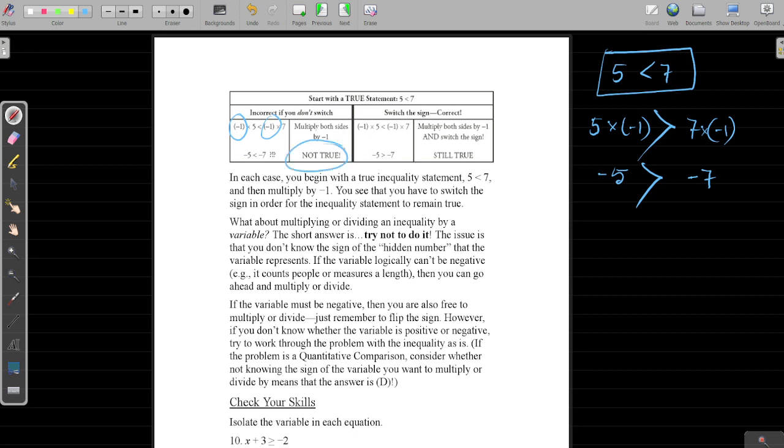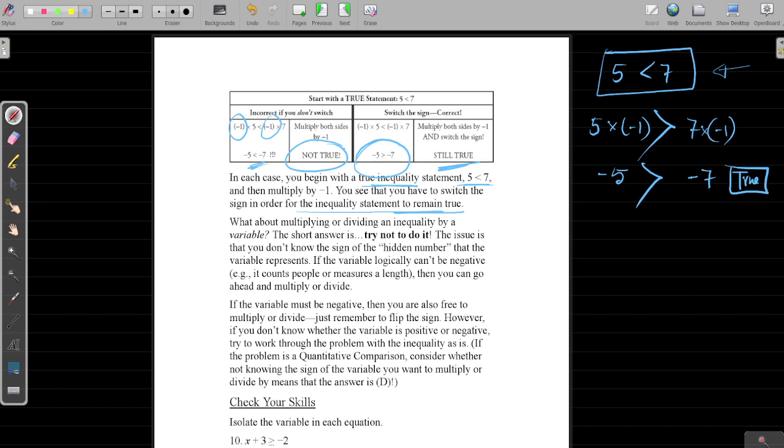So look at this. They didn't change the sign, that's why they have written not true. And here they have changed the sign, that's why they have written still true. In each case, you begin with a true inequality statement. This is a true inequality. Then multiply by minus one. You see, you have to switch the sign in order for the inequality statement to remain true. So if you want to make this statement true, you need to reverse the sign.